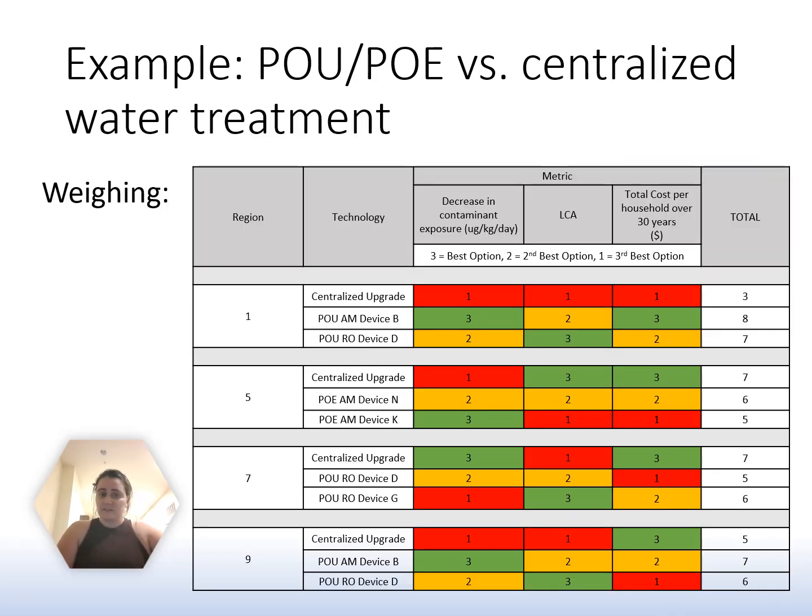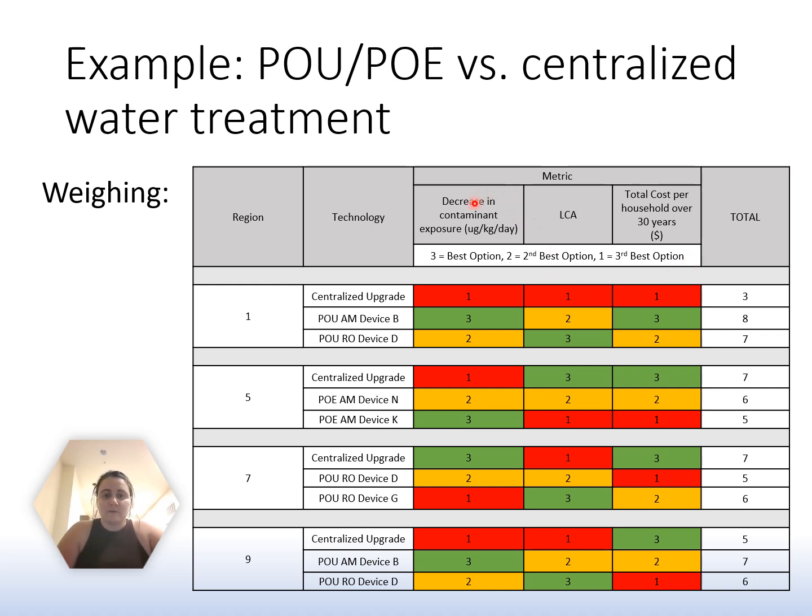So this is just an example of how we weighed things, and it's a very simple example. I don't want you to get the feeling that this is really complicated. So what we did is we said, well, here's the region, here's the area we're looking at, and here's the different alternatives. And we said 3 is the best option, 2 is the second best option, and 1 is the third best option. So the higher numbers you get, the higher score you get, the better it is.